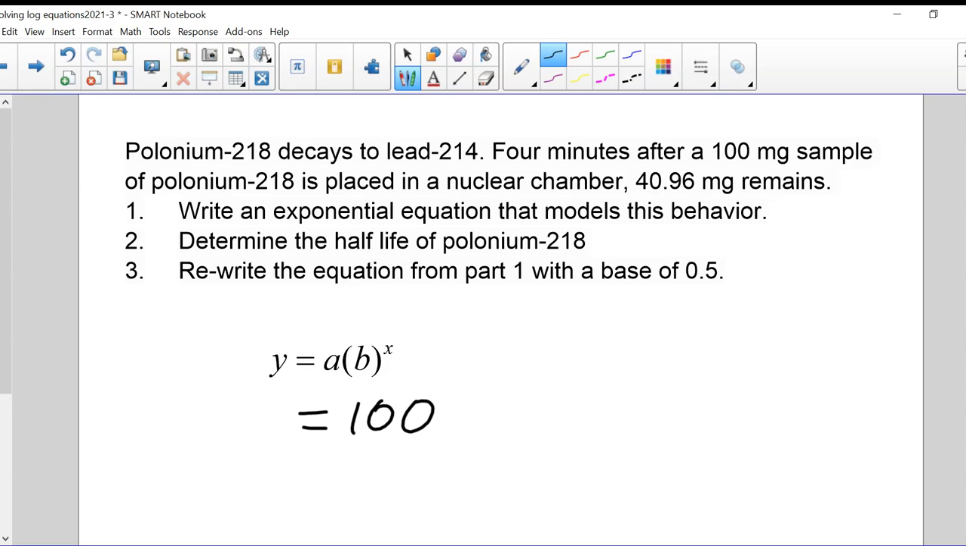Anything else we know? Do we know the y? Do we know the b? Do we know the x? What else? The 40.96 is the y.